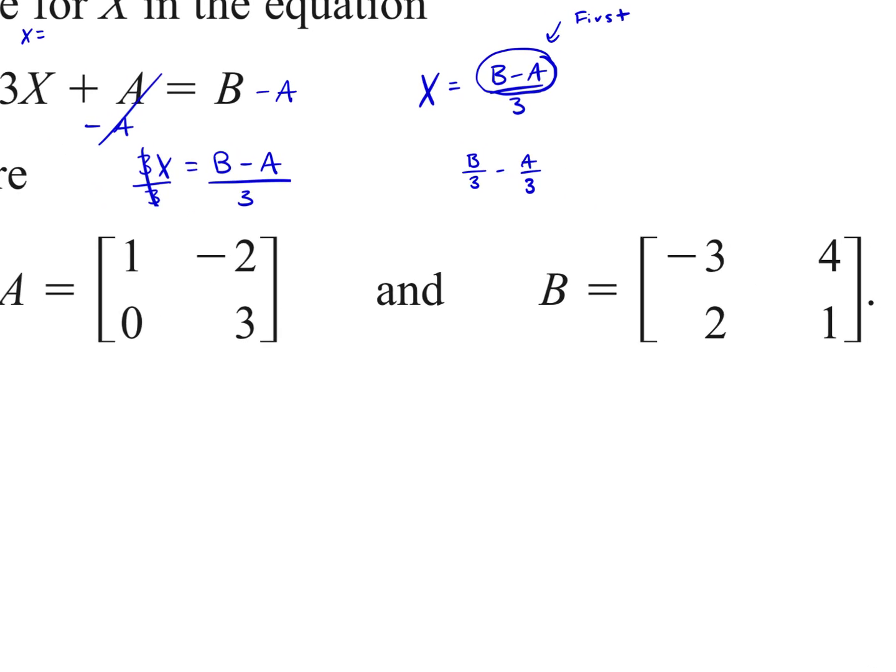Now when we find b minus a, I would recommend rewriting it in this order. When you're adding, it doesn't matter what order you add them in. When you're subtracting, it does. So instead of trying to think backwards for each one that you do, I would rewrite it in the order of b first and then a. So b is negative 3, 4, 2, 1 minus a, which is 1, negative 2, 0, 3.